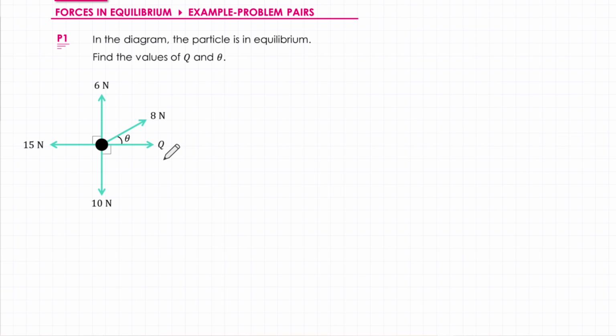To start with, let's consider which direction we should be resolving in first. If we work up the page, we can ignore Q because that is working horizontally. So resolving with upwards as the positive direction, we've got 6 newtons working upwards. We've got a component of the 8 Newton force. As we're not crossing the angle, that will be 8 sine theta. We've got a 10 Newton force acting down the page, so that's minus 10. Q and the 15 Newton force are acting across the page, so can be ignored. The particle is in equilibrium, so we get 0 on the right hand side.